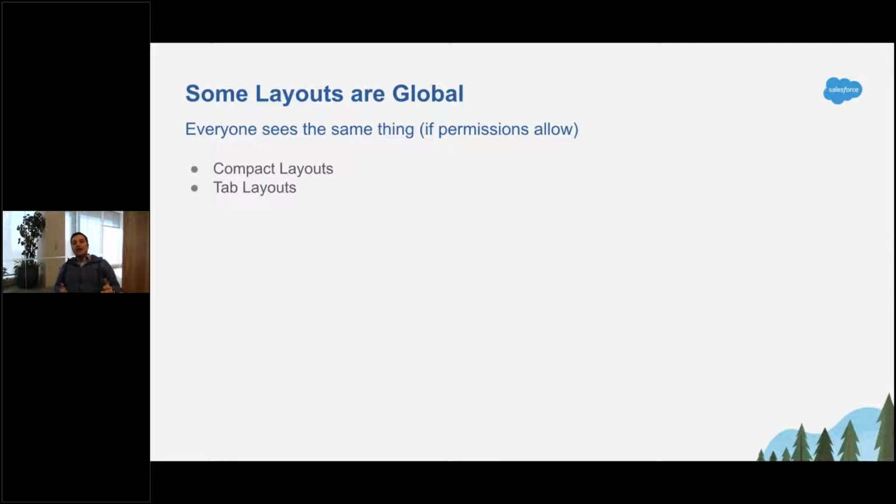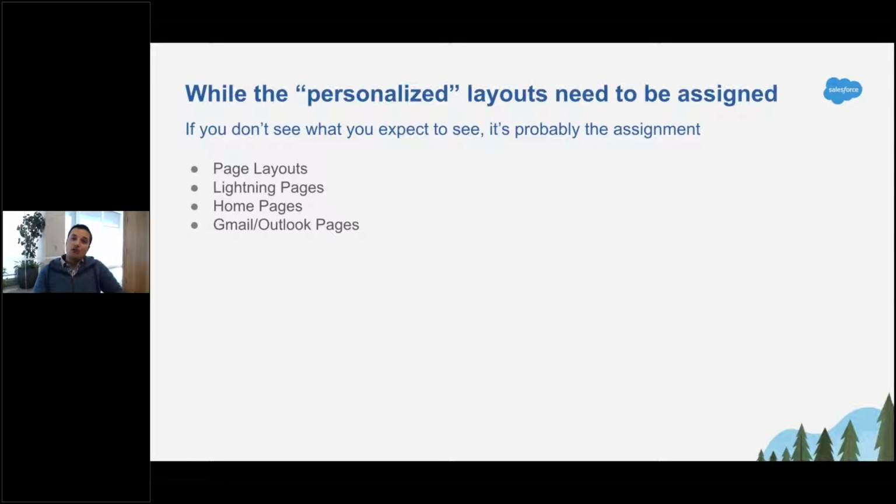Some of these layouts we talk about are global. You change the compact layout, it changes the compact layout for everyone. We'll talk about what it is. Some of these, though, can be personalized. So like the page layouts, the Lightning pages, the home pages, Outlook, Gmail, those you can say Crystal's experience is different than Iman's. Managers are different than reps. Sales is different than support, okay?